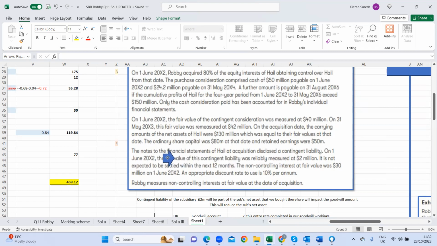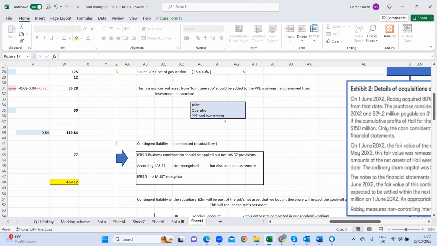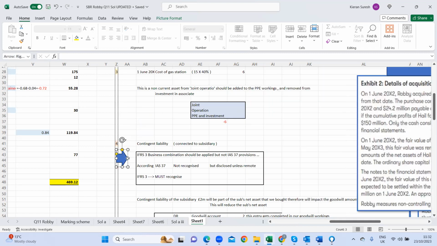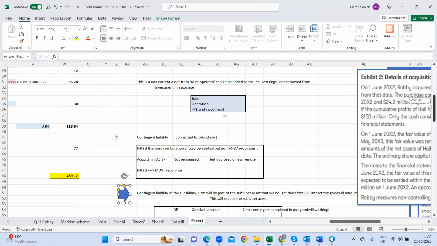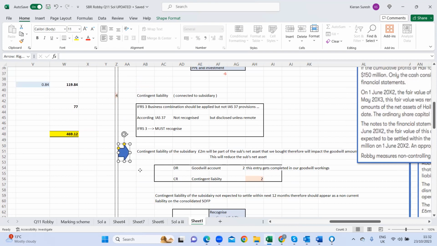So what is the double entry for this contingent liability? The double entry here is this, right? I've given you clear explanations. For the contingent liability, we should be crediting the contingent liability account. Debit should go to the goodwill account. See, this is what we have done.